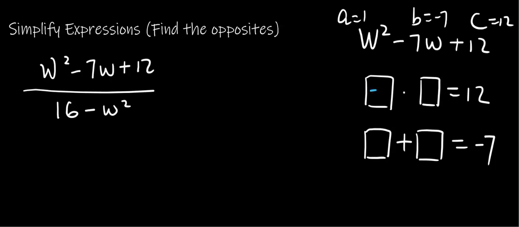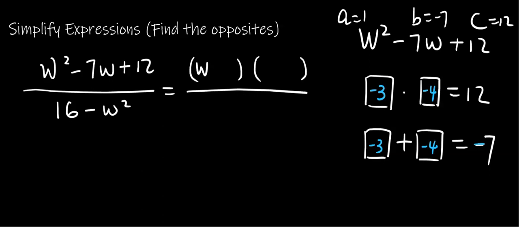How about -3, -4? Multiply, +12. -3, -4. Added, -7. We got it. Now we come back here. We're going to draw two sets of parentheses and put our w in and put your magic numbers here, -3, -4. Done.